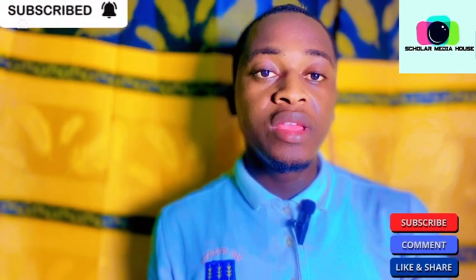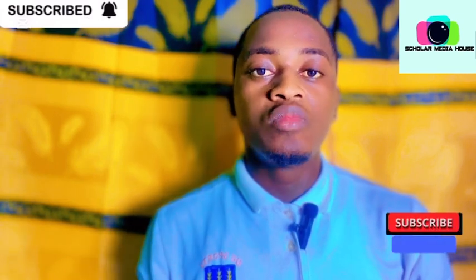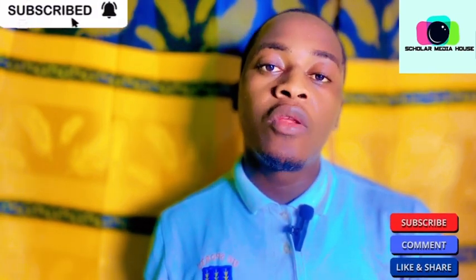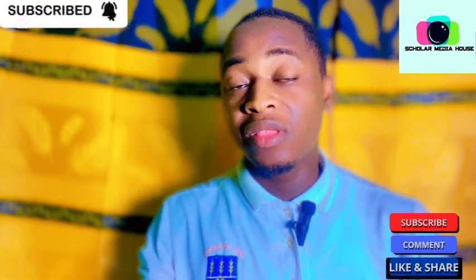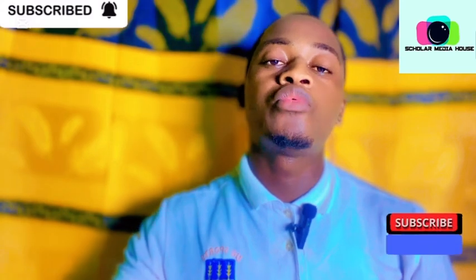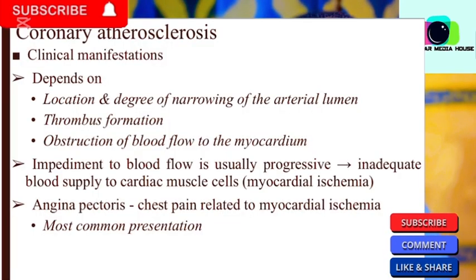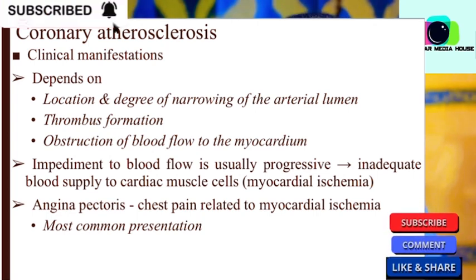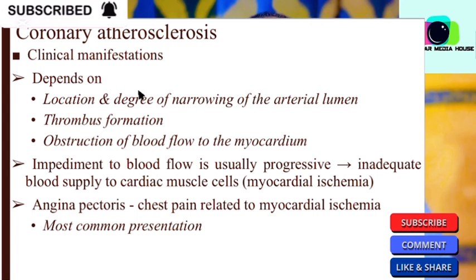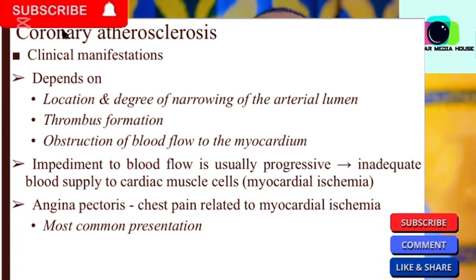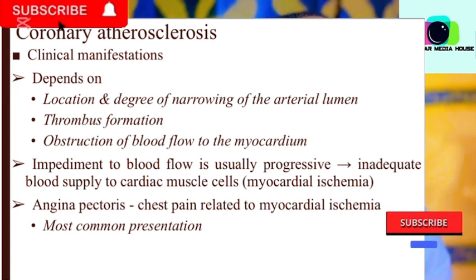From the beginning, the impediment to blood flow will be progressive. It is as if everything is normal, but along the line, once in a while, it will be inadequate. Along the line it will be adequate, then you progress to inadequate blood supply to the myocardium, the cardiac muscles. And when there is an inadequate blood supply to the cardiac cells, we term it what?